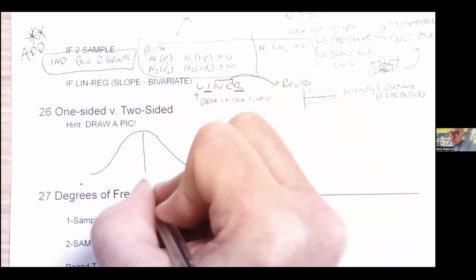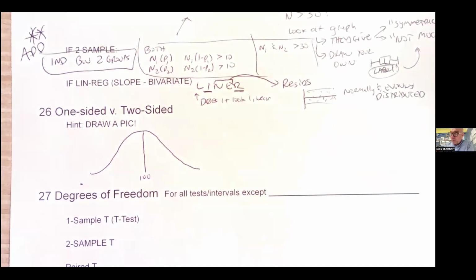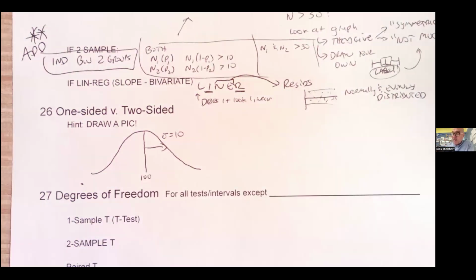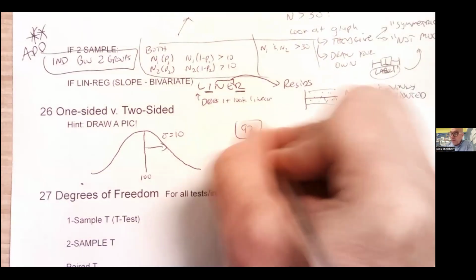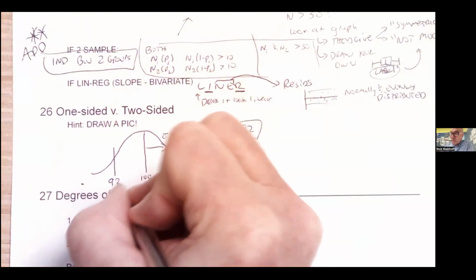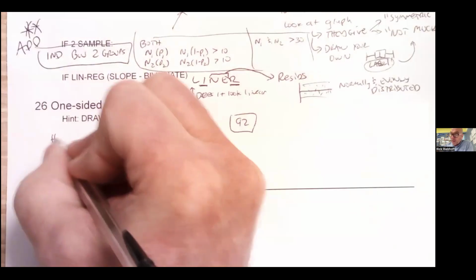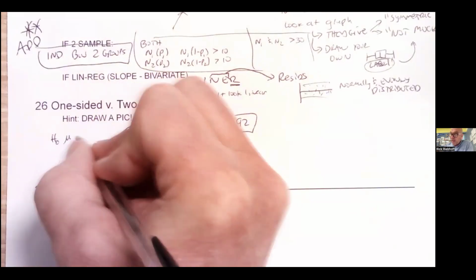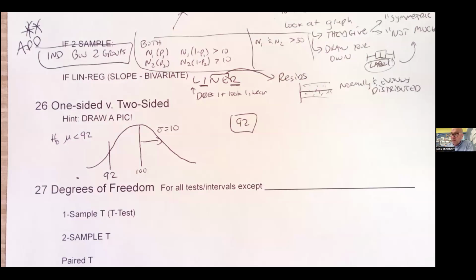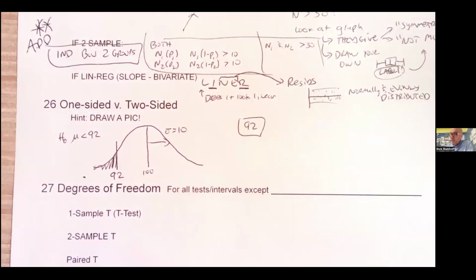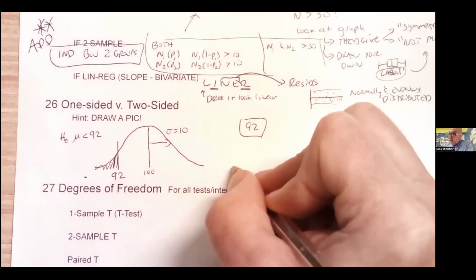Mr. Rebuff golfs and his average score is 100 with a standard deviation of 10, and he hits a 92. That's right here, right? If it's a one-sided test, less than, so if my null hypothesis is my mean is less than 92, I would look at this. If it's less than, I'm doing this probability. I could do greater than, right?